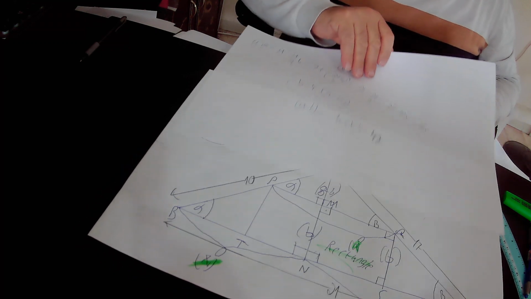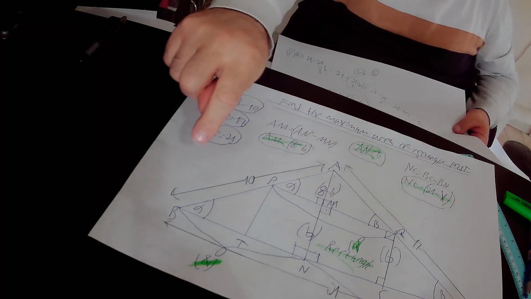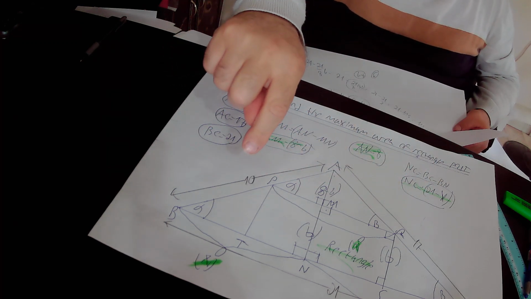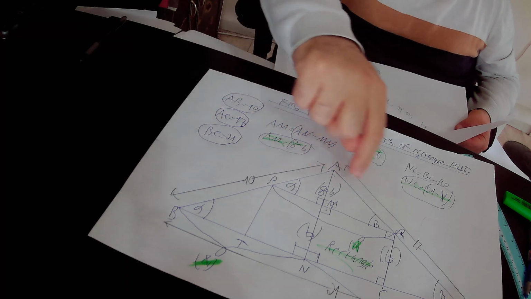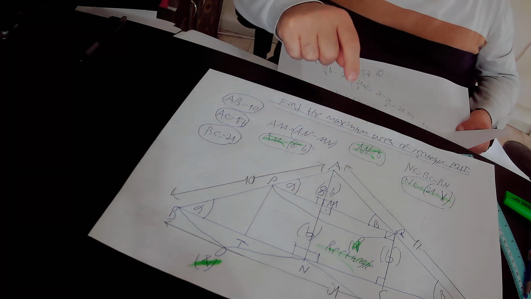Repeat again. We found out that the maximum area of rectangle PQST that is located inside this triangle ABC equals 42 square units.